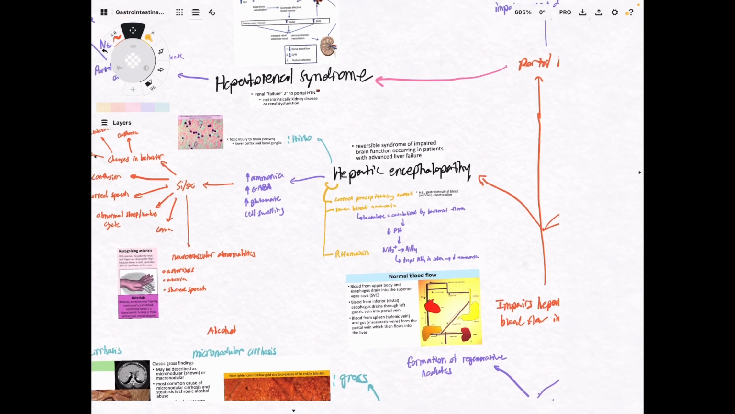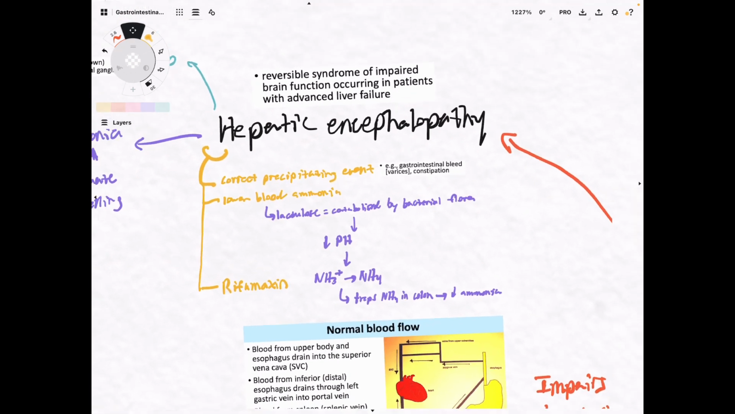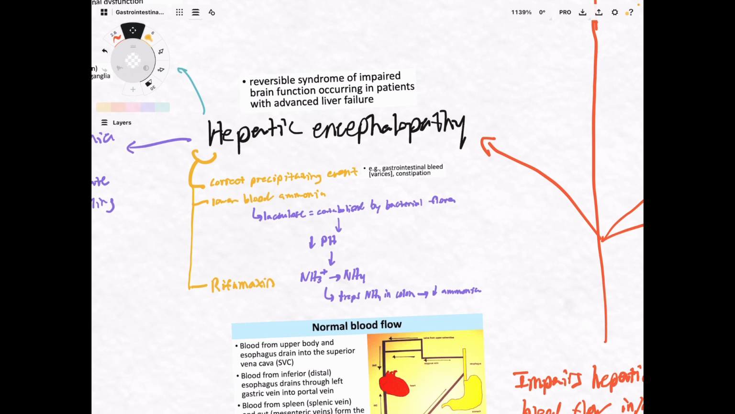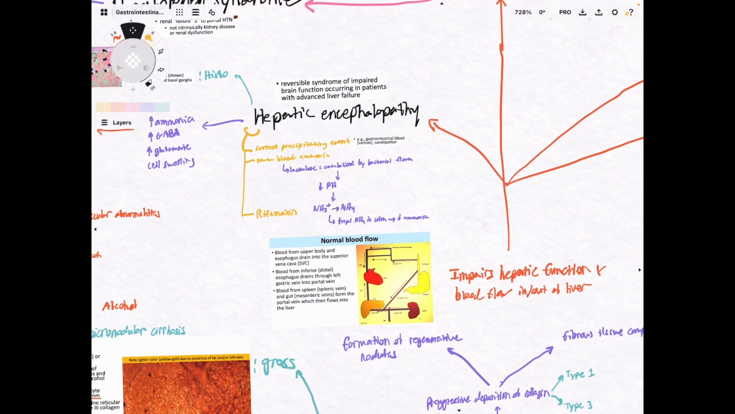All right, so to treat hepatic encephalopathy, you're going to want to correct the precipitating event. Once you do that, you want to lower blood ammonia. You do that by increasing lactulose, which is going to act to lower pH, which makes ammonia into ammonium, which then traps that in the colon, lowering it.